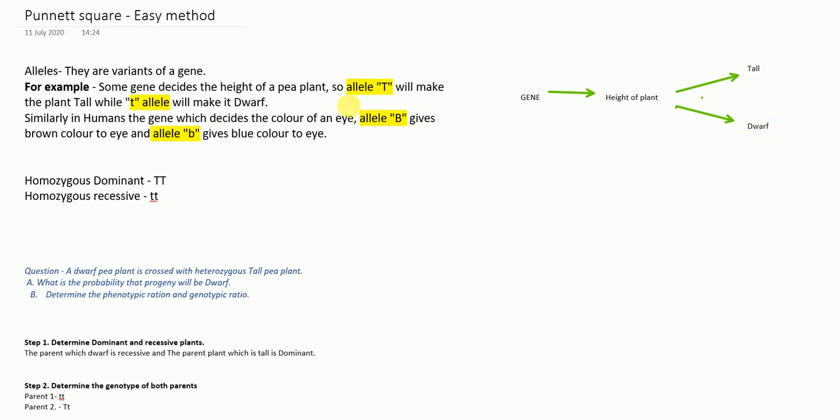If the plant is having the allele capital T, it would be tall, and if the plant is having allele small t, it would be dwarf. Similarly, in humans, the gene which decides the color of an eye can have two alleles, capital B and small b. If we are having capital B, the color of an eye would be brown, and if we are having small b alleles, we'll have blue eyes.